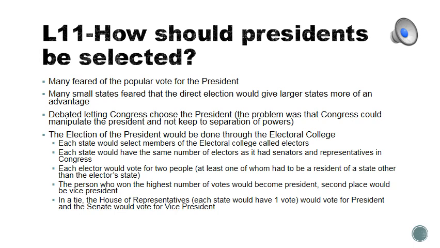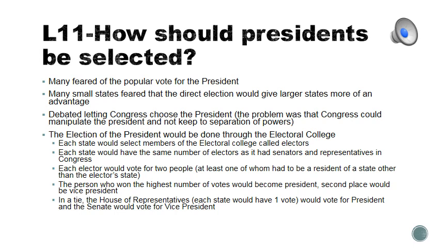And the election of the president will be done through the Electoral College. Okay, so again, we're going to go into great detail with this in class. So each state would select members of the Electoral College called electors. Each state would have the same number of electors as it had senators and representatives in Congress.